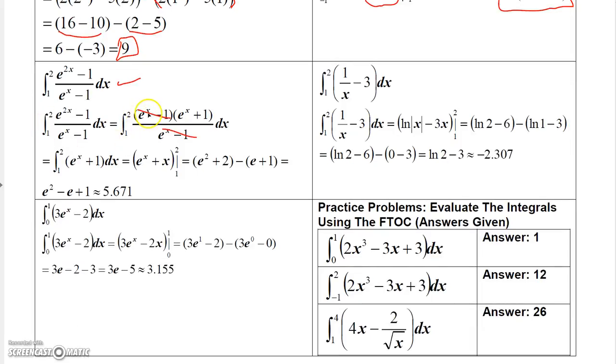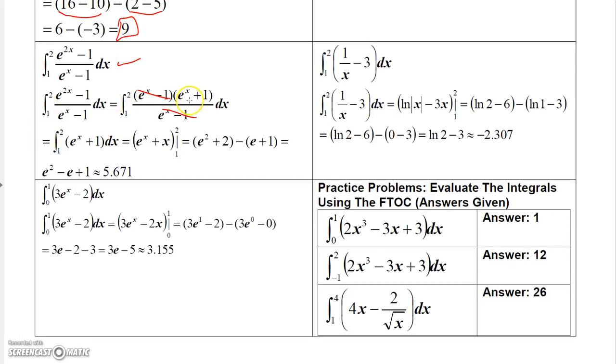And that'll cancel as long as x isn't 0. And since we're integrating from 1 to 2, we know x is not going to be 0. So I end up with just this, the integral from 1 to 2, e to the x plus 1 dx.